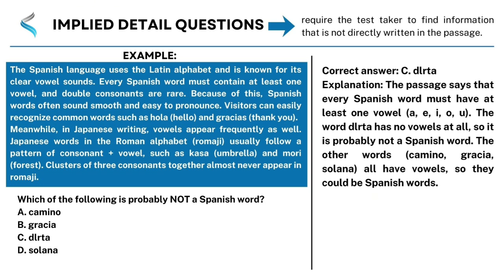DLRTA. The explanation: the passage says that every Spanish word must have at least one vowel: A, E, I, O, U. The word DLRTA has no vowels at all, so it is probably not a Spanish word. The other words, Camino, Gracia, and Solana, all have vowels, so they could be Spanish words.